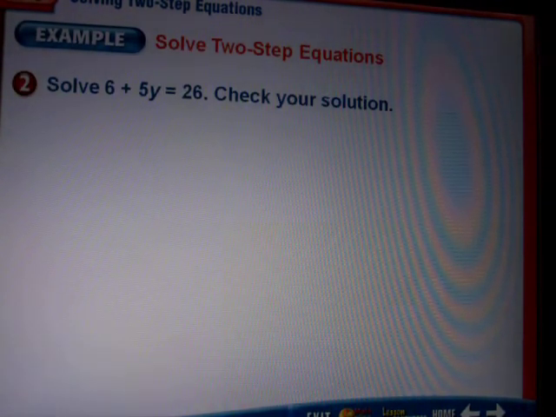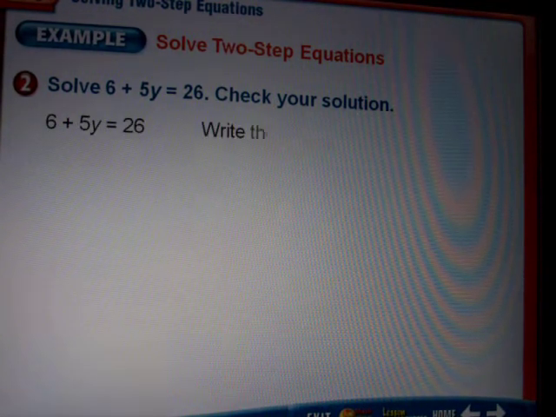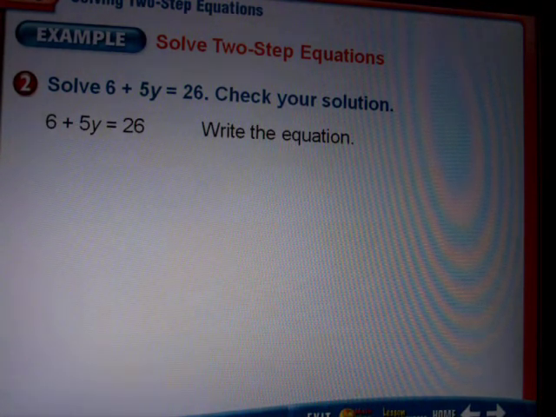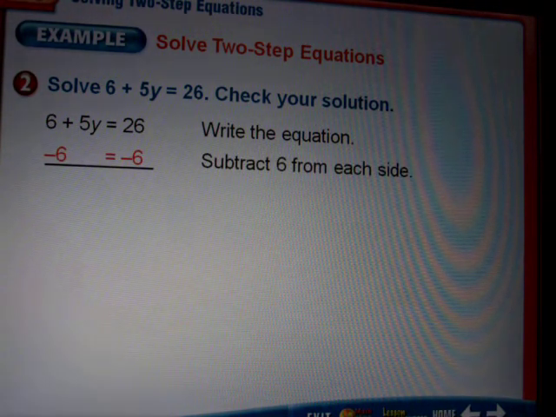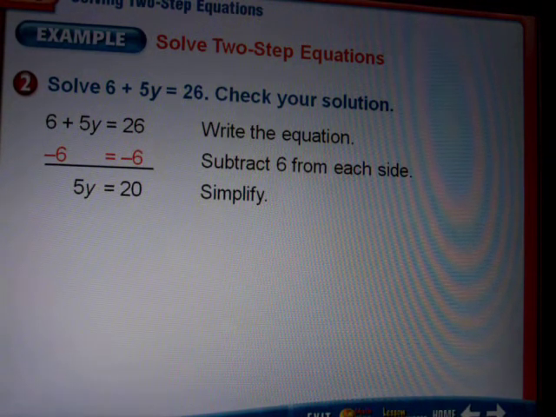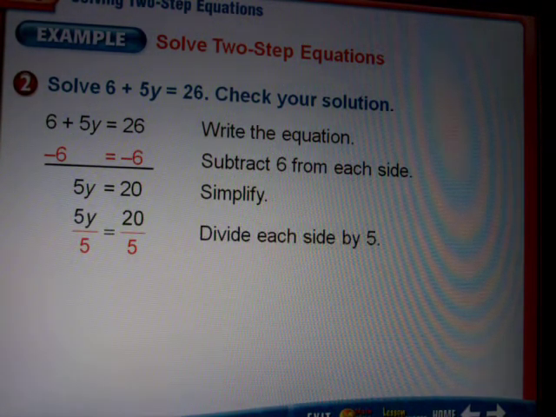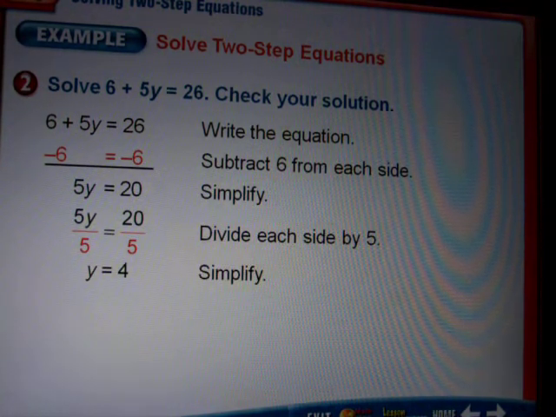Alright, so now we're going to do 6 plus 5y is equal to 26, and then check our solution. First thing I'm going to do is write my original equation. Your homework should look like this: you should be writing down the original equation and solving as you go. Subtract 6 on both sides. I'm going to be left with 5y is equal to 20. Then I'm going to divide by 5, and I'm going to have y is equal to 4.